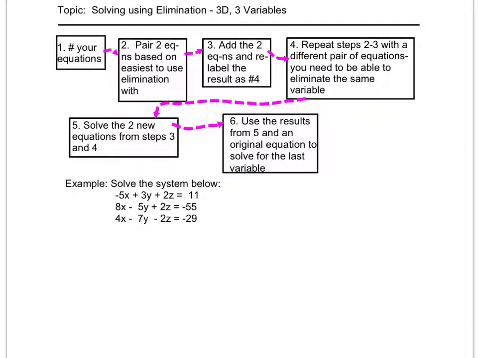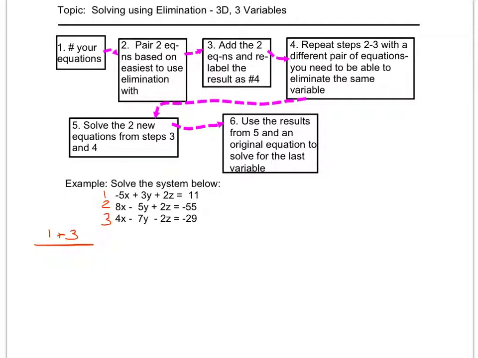So first thing I need to do is pick some equations. Actually, the first thing I need to do is number them. So I'll go 1, 2, 3. I notice that if I paired up equation 1 and equation 3, it would be very easy to make my z's drop out. In fact, I already have opposites. I notice the same in 2 and 3. So I'm going to take steps 2 and 3 along with 4. I'm going to set up the repeat at the same time. And I'm going to add equations 1 and 3.